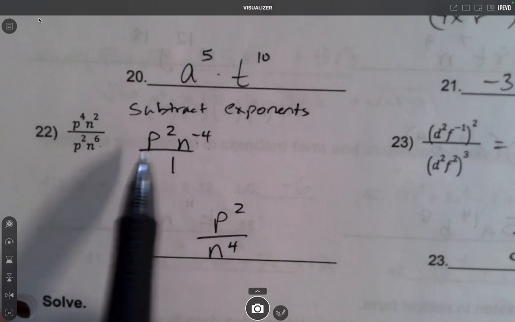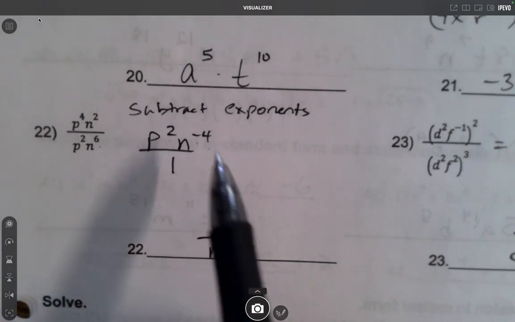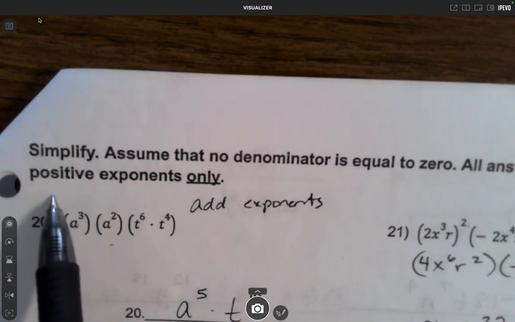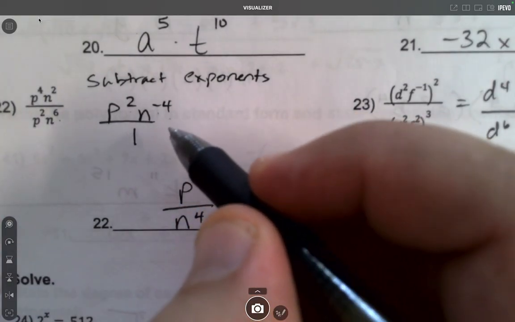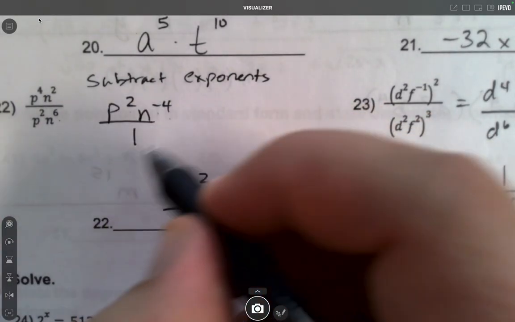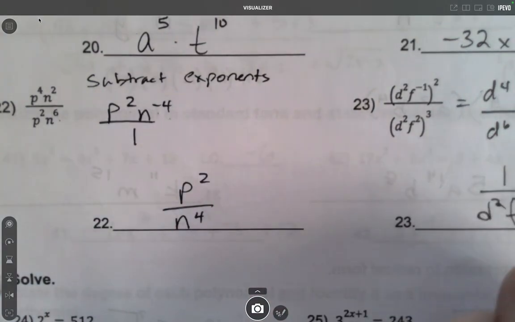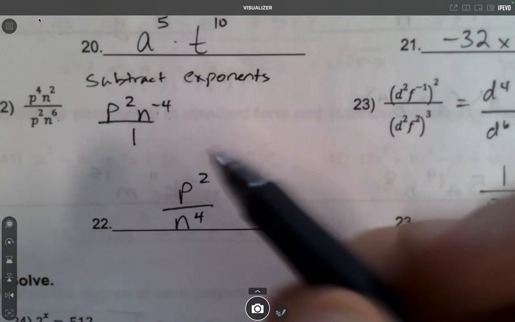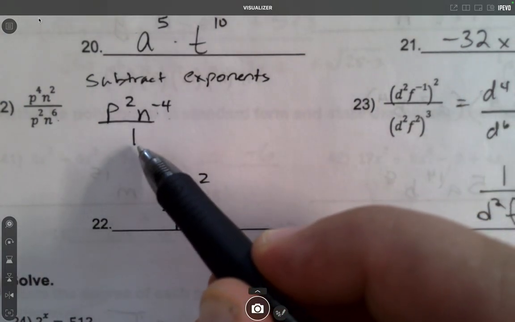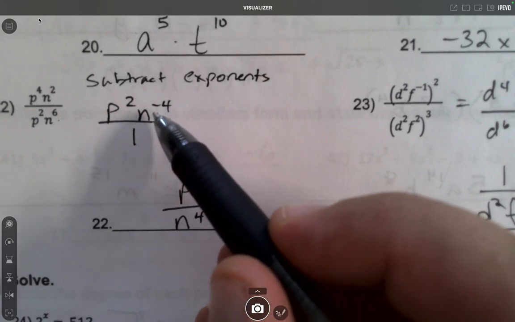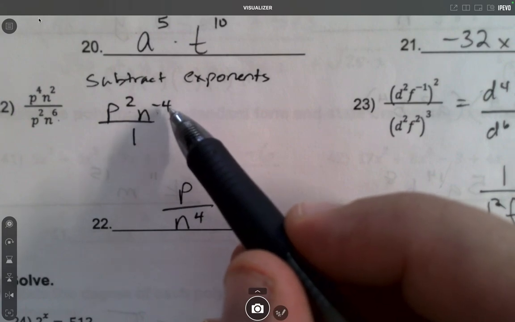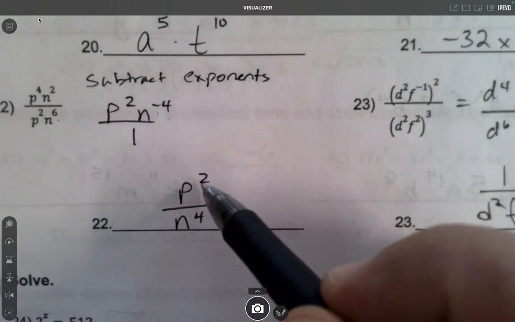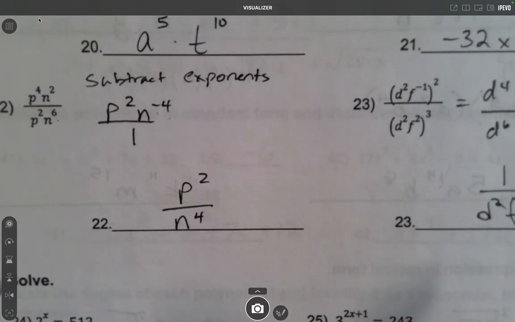Now this is not incorrect mathematically what I've done, but we've got to look at the directions. It says answers have to be in positive exponents only. So it's not that this step is wrong, it's just that we're not done. We need to change this, rearrange it, so that the n has a positive exponent. And the way you can do that is by moving the n to the denominator, because anytime you change something from the numerator to the denominator, it changes the sign of the exponent. So moving it to the bottom makes it p squared over n to the fourth.